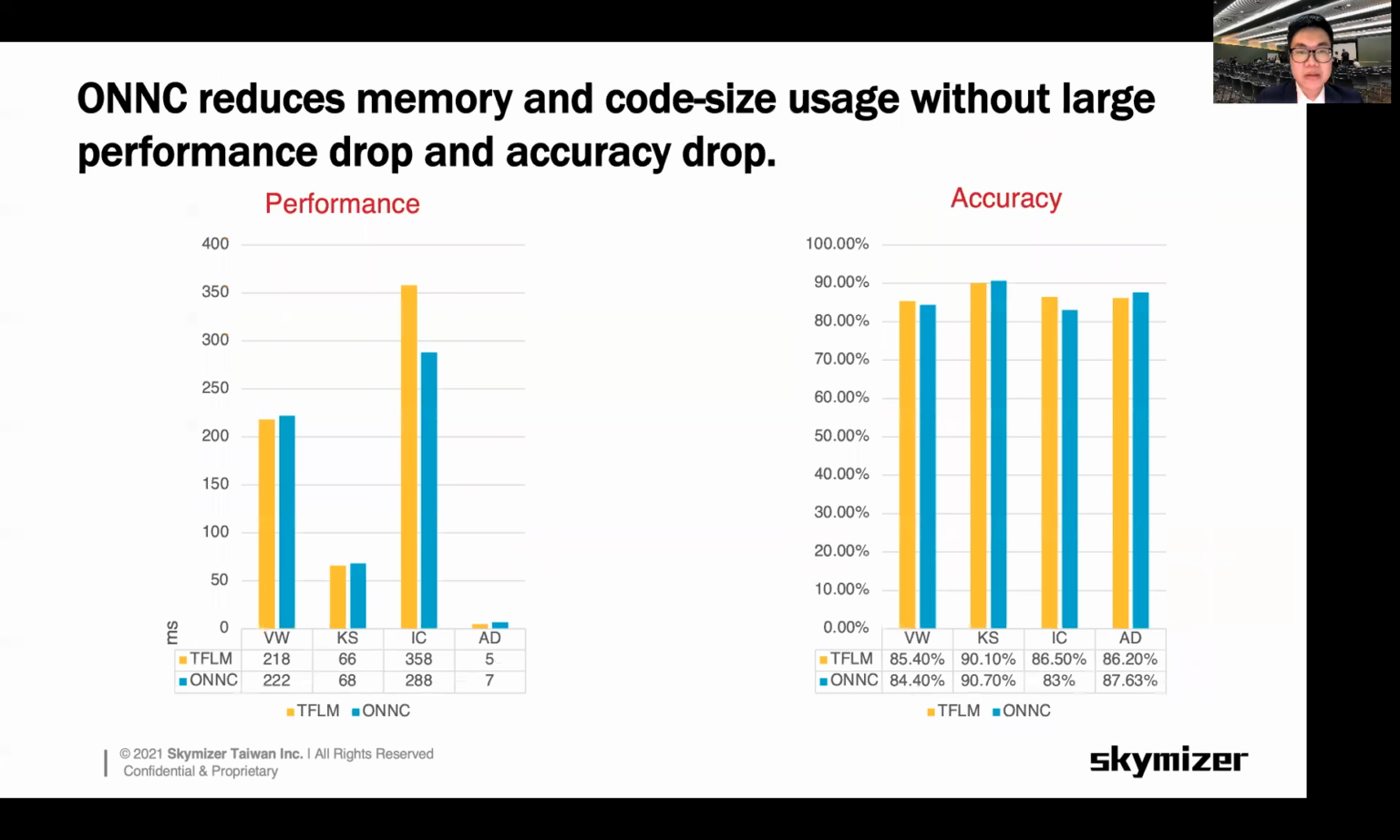And you may wonder, do we sacrifice performance or accuracy to gain this memory or code size reduction? No. ONC reduces memory and code size usage without a large performance drop or accuracy drop, as you can see in these performance numbers and accuracy numbers. Furthermore, we gain better performance in the image classification case.